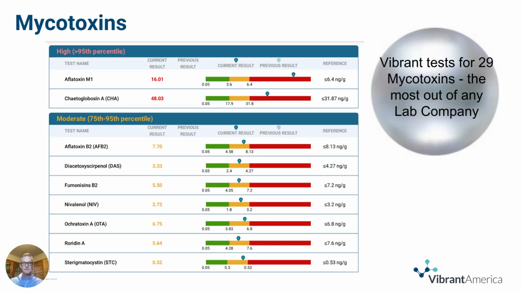Okay, so let's look at the report really quickly. Vibrant tests for 29 different mycotoxins. I believe that's the most out of any lab company currently. This is the summary page. If you've run one of these, you know that we always give you a summary page of everything that is either high or moderate, and then just listing out each specific mycotoxin.